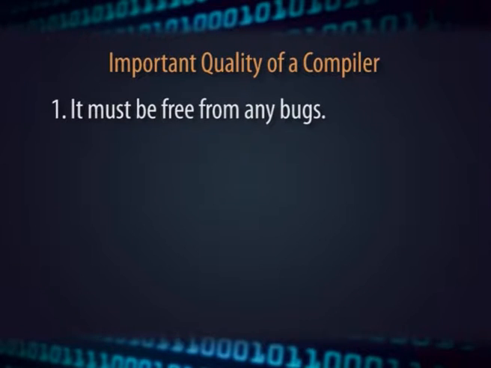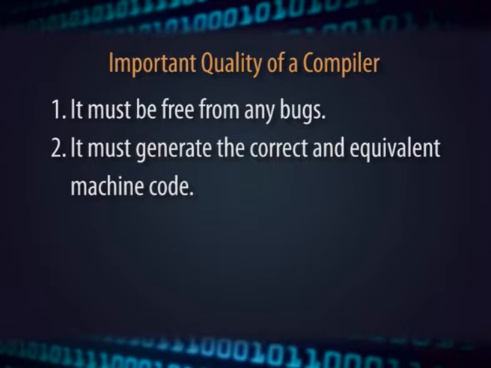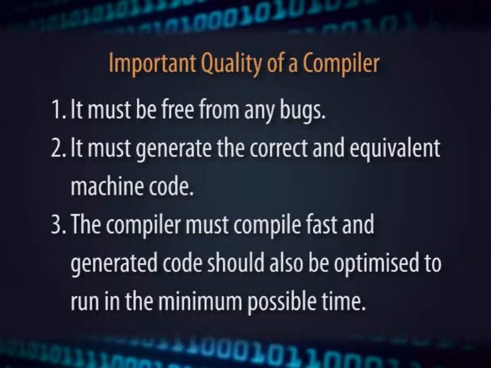The important quality of a compiler should be that it must be free from any bugs. You can test that the compiler is free from any bugs or installation issues only after you run the sample program. Second quality of the compiler is that it must generate the correct and the equivalent machine code. Third, the compiler must compile fast and the generated code should also be optimized to run in the minimum possible time or minimum number of CPU instructions.